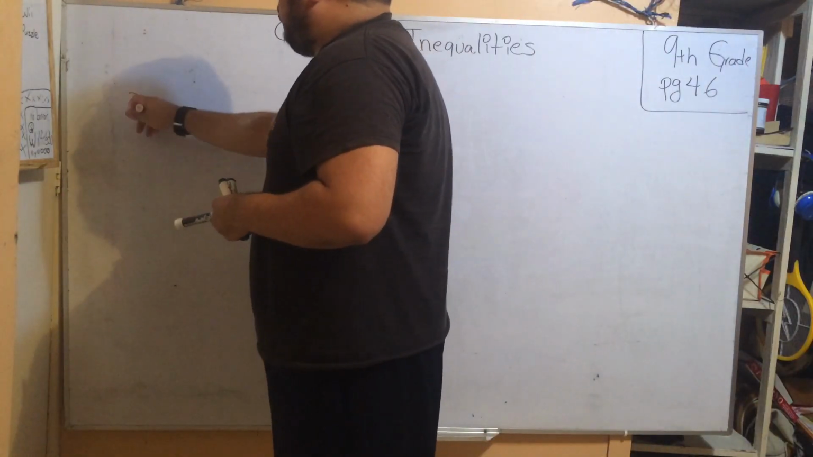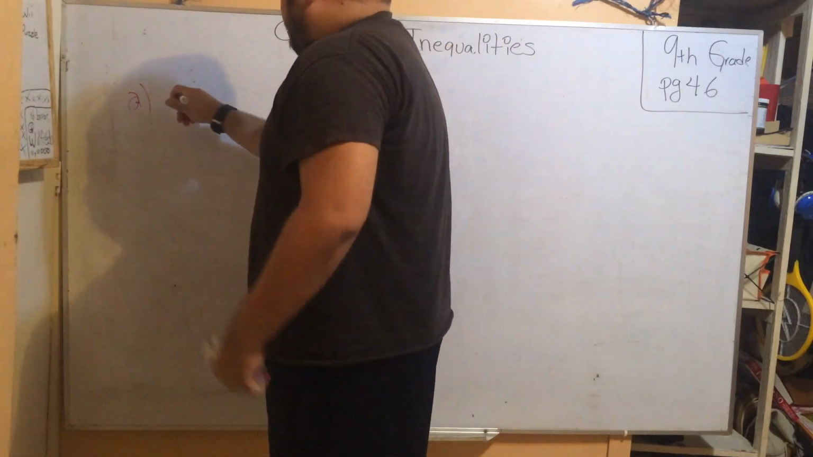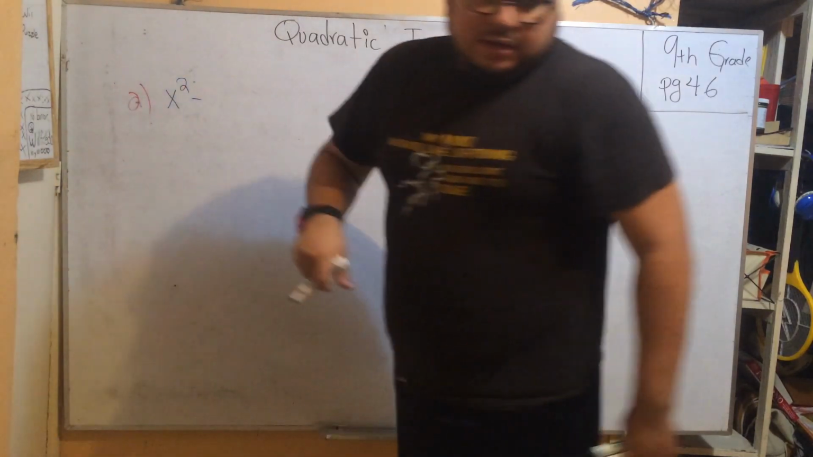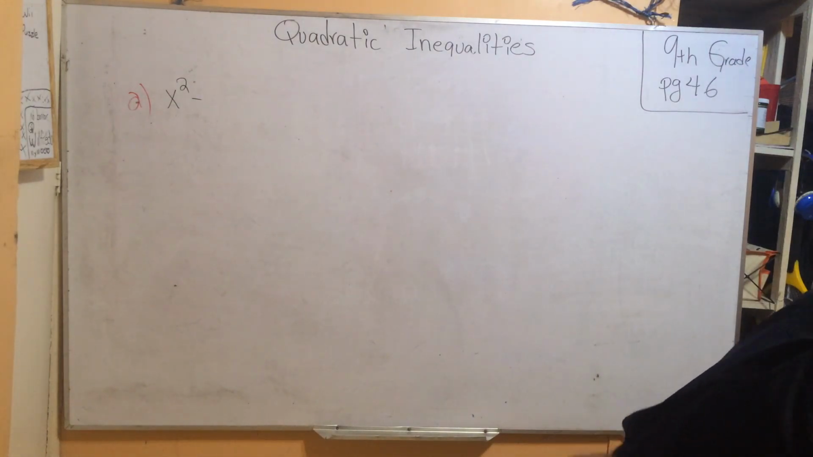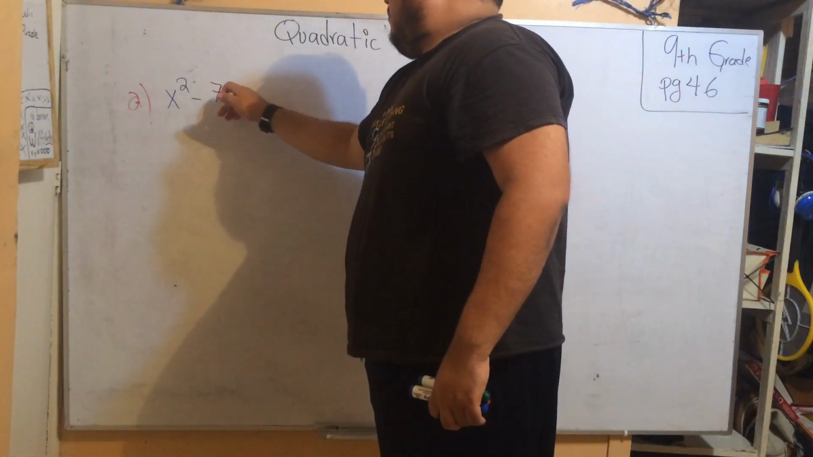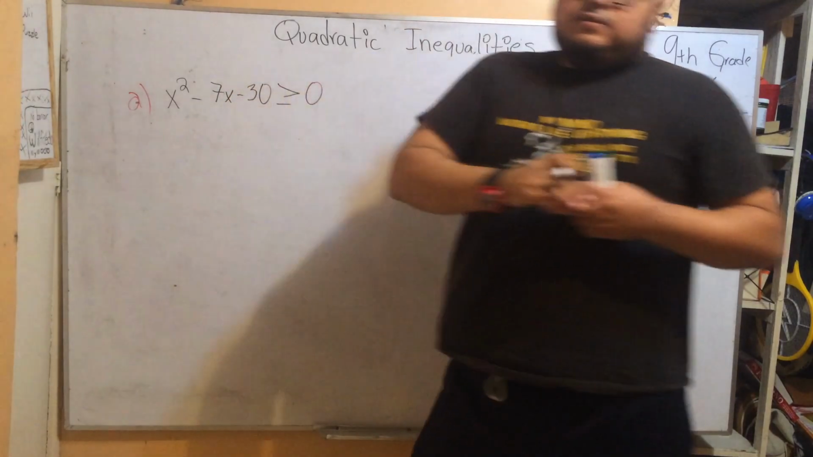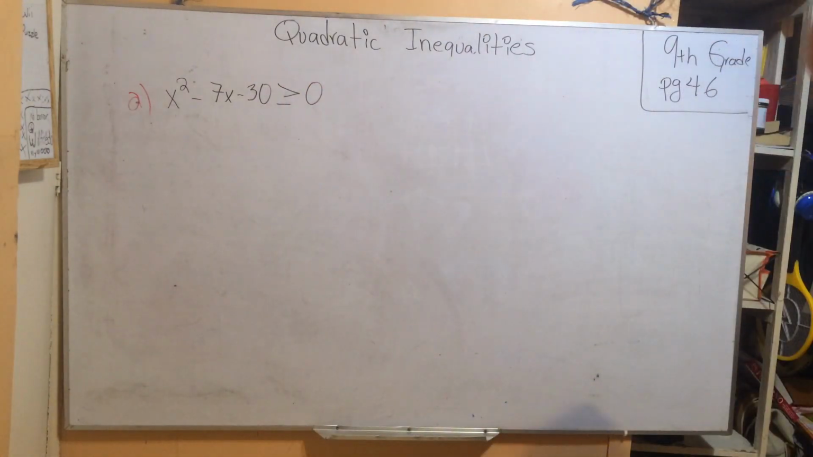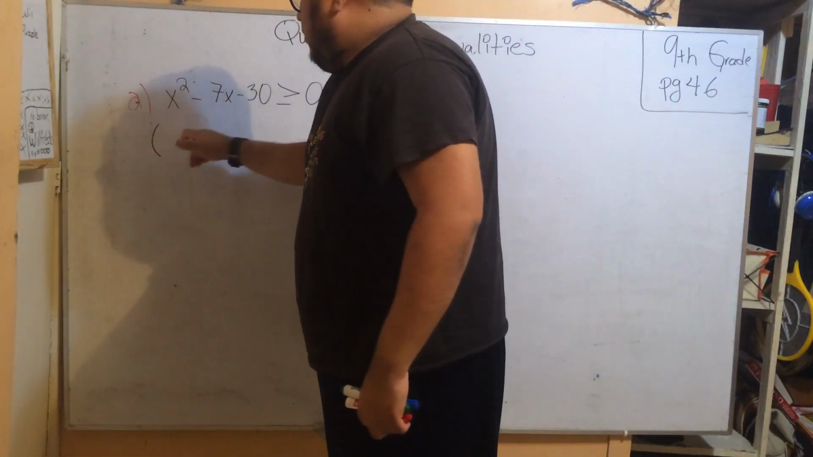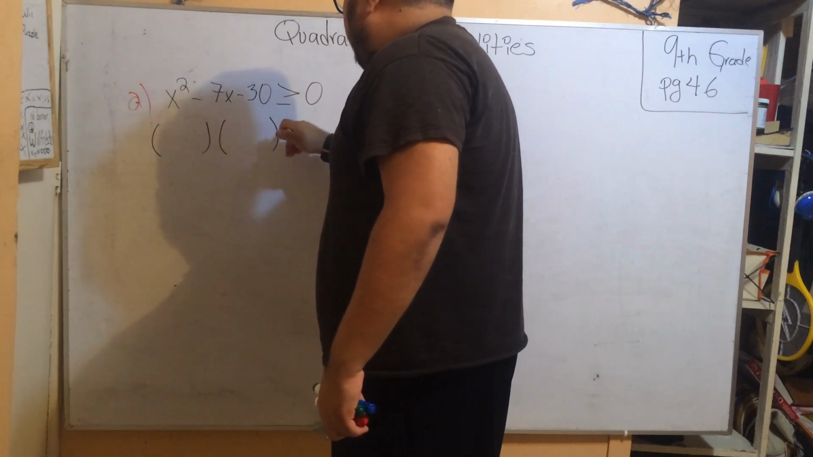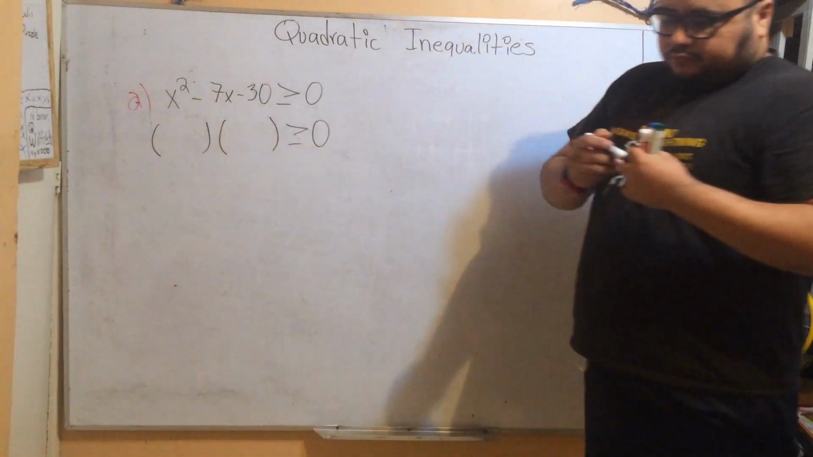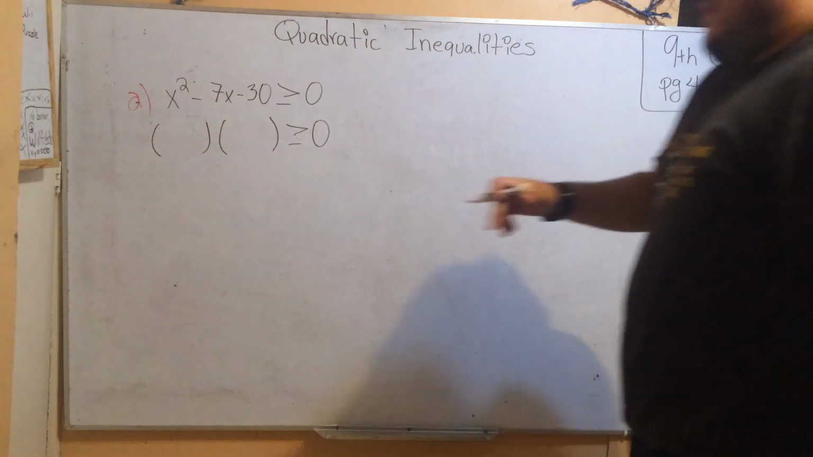So we would have number 2, and we would say x squared minus 7x minus 30 greater or equal than 0. So the first thing we need to do is solve for the equation, right? So we would use factoring or completing the square or the quadratic formula. Let's try to see if we can do it just by factoring. So we know we will have 2 terms greater or equal than 0. So first we factor.